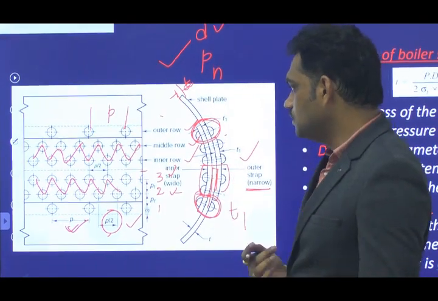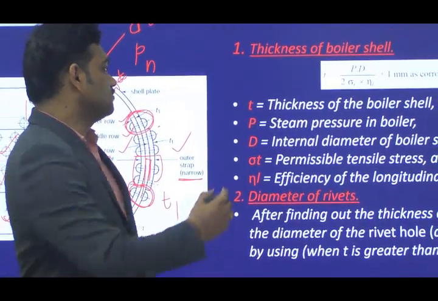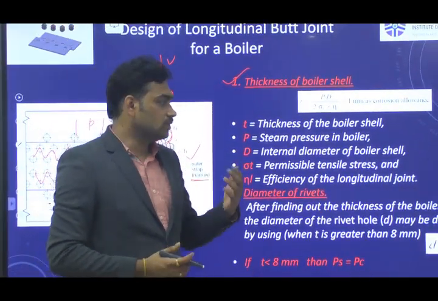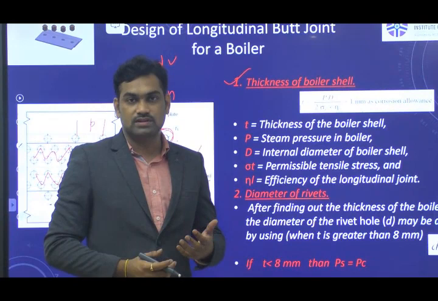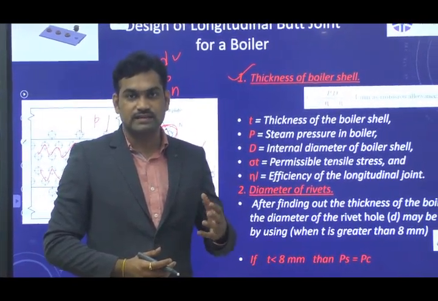Now let us go with the procedure. How is the design going to be performed? In the first step, we need to find the required thickness of the boiler shell. We know the boiler is subjected to longitudinal and circumferential stress, so it is considered as a thin cylinder.